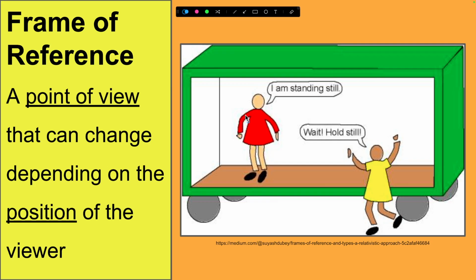The first term to be aware of is frame of reference. A frame of reference is a point of view that can change depending on the position of the viewer. So for example, you can see that there is a person standing on this moving train. The train is probably moving this way. And the person says, "Hey, I am standing still." But the person on the ground is saying, "Wait, hold still." How can it be that the one person thinks she isn't moving and the other thinks that she is? Well, it all depends on the vantage point of the observer.